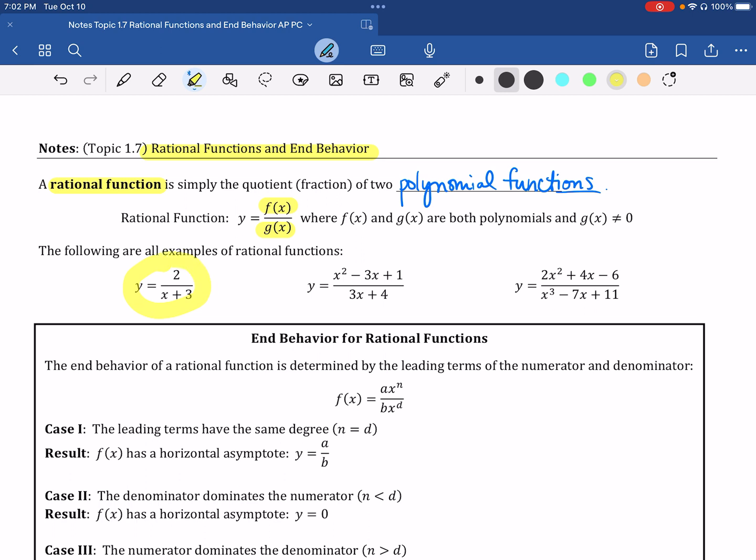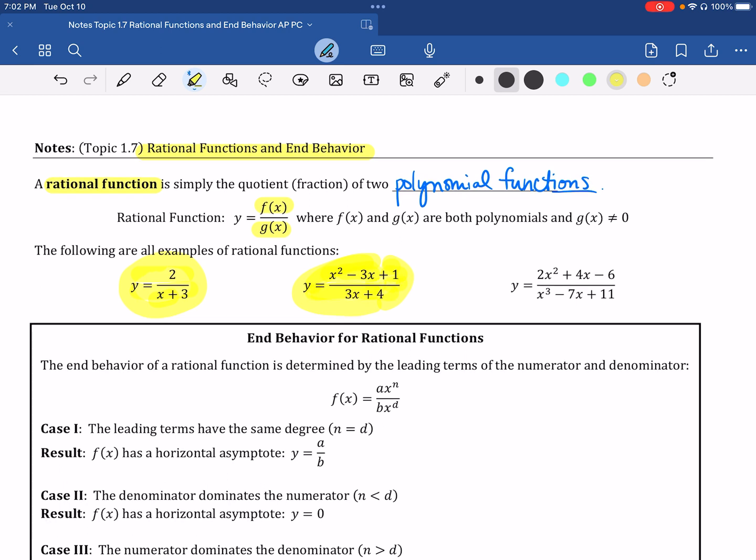In this first example, we have a constant, a special type of polynomial, over a linear polynomial. We have another rational with a quadratic polynomial over a linear polynomial. And then we have a third with a quadratic polynomial over a cubic polynomial.